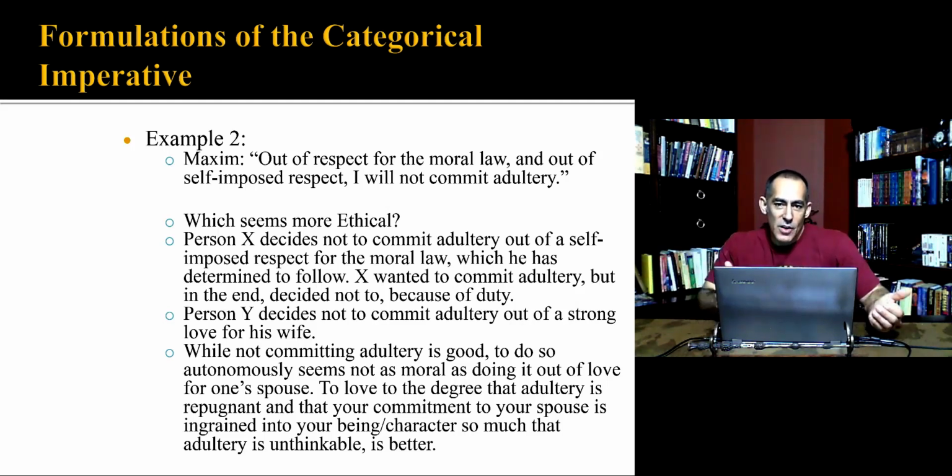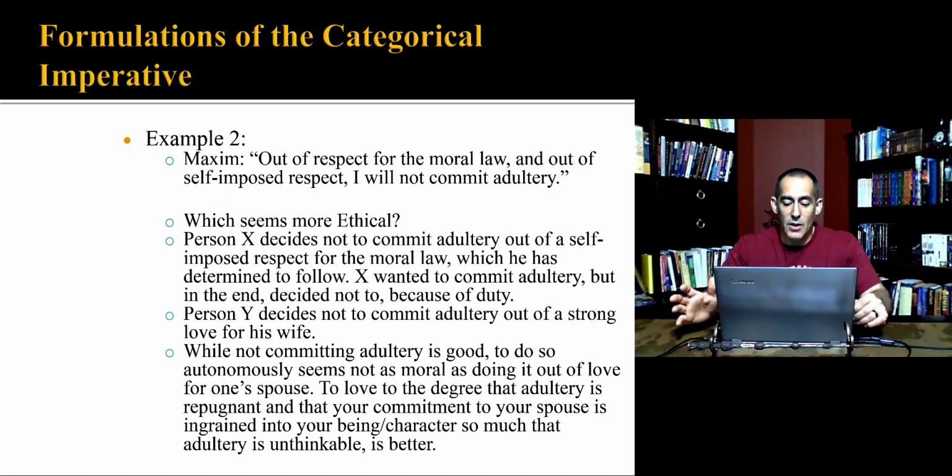But the more bizarre question then comes up as to ethical behavior and what's morally praiseworthy. So I'm just going to introduce this as a question to contemplate, and we'll talk a little bit more about this later. But which seems more ethical now? You've got a person X who decides not to commit adultery out of self-imposed respect for the moral law, which he's determined to follow.